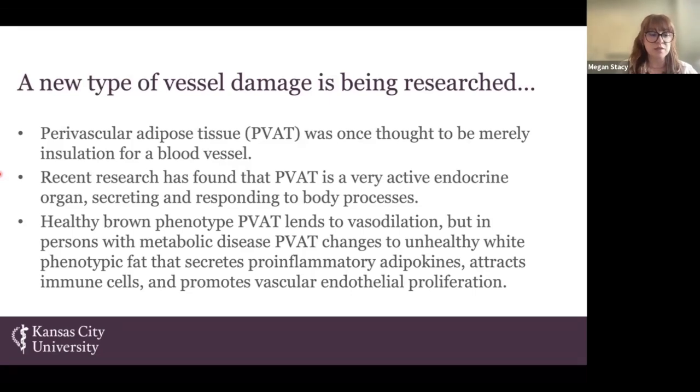So that's very interesting. In a healthy person without metabolic disease, that perivascular tissue should be a healthy brown fat phenotype, which secretes things that lend to vasodilation and healthy blood vessels. In persons with metabolic diseases, the PVAT will change to an unhealthy white fat phenotype, which secretes pro-inflammatory adipokines, attracts more immune cells, and promotes vascular endothelial proliferation that leads to plaque formation.